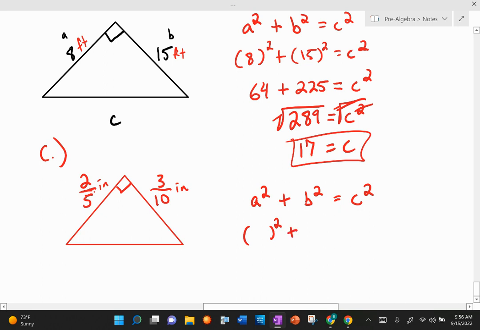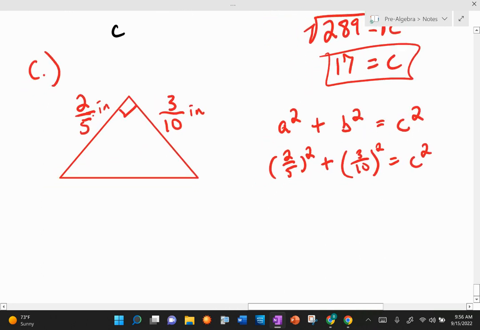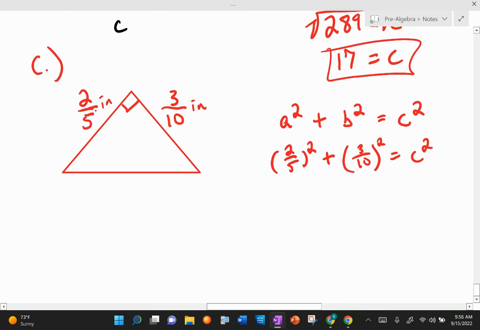Could you have also said 3/10? Technically, yes. What you make A and what you make B doesn't matter. All that matters is that C is the correct side. So we could say 2/5. I'm going to keep it as a fraction for me, because that makes my brain feel better. And then we've got 3/10 as our letter B. What is 2/5 squared?